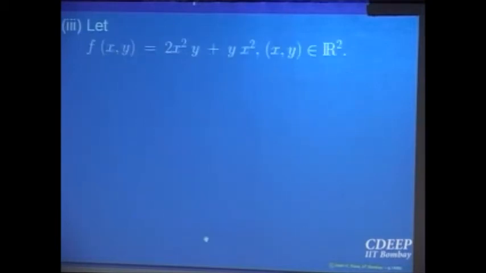Let us look at one more example. I am just giving you a lot of examples so the idea is to settle down. Look at the function f of x, y is equal to 2x square y plus y x square. It is again defined at all points.